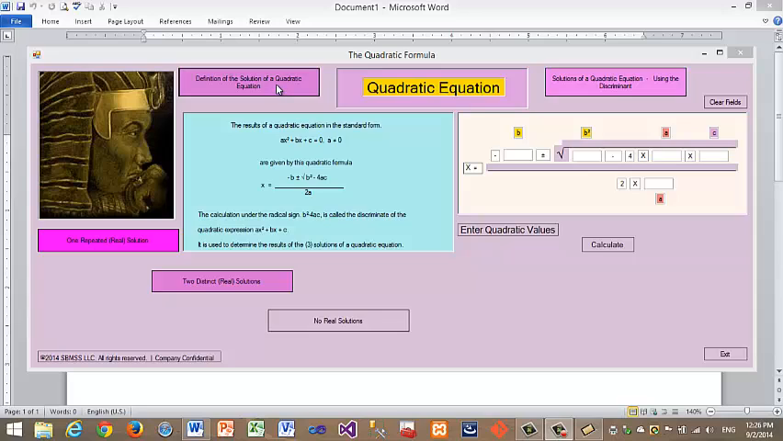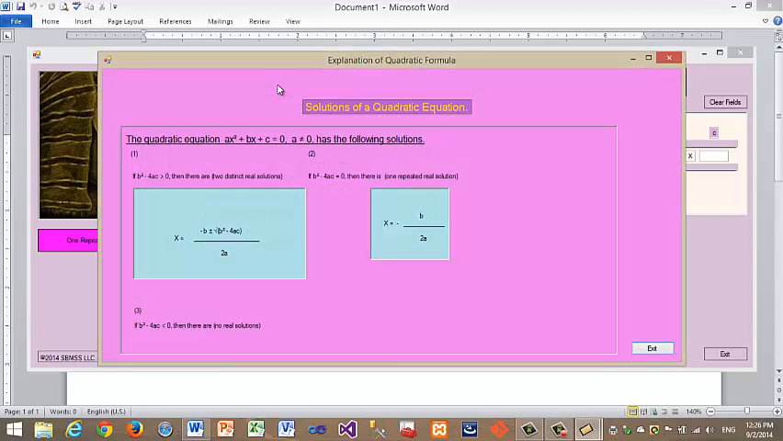Here's the definition of a quadratic equation. A quadratic equation ax squared plus bx plus c equals 0, when a is not equal to 0, has the following solutions. There are three cases. Number one, if b squared minus 4ac is greater than 0, then there are two distinct real solutions: x equals minus b plus or minus the square root of b squared minus 4ac, divided by 2a.